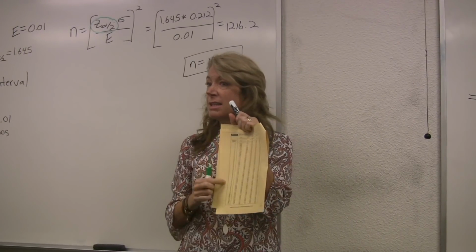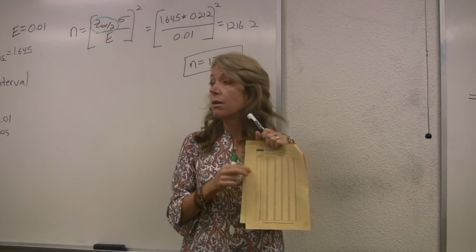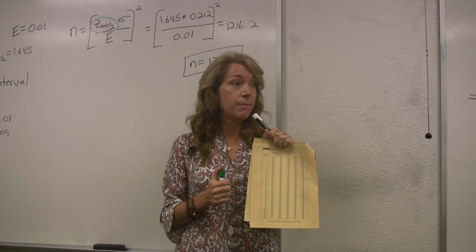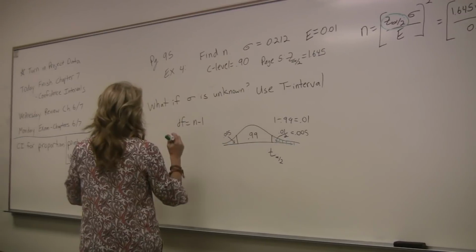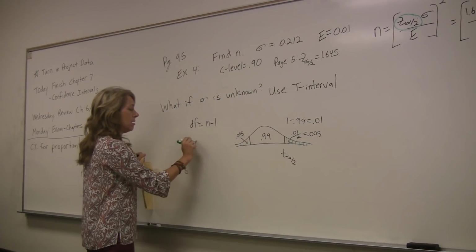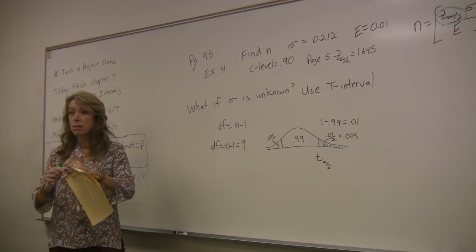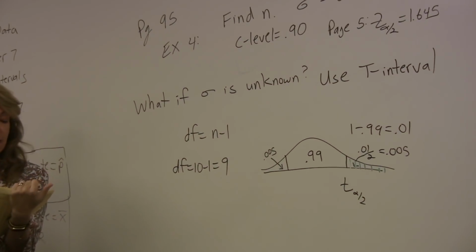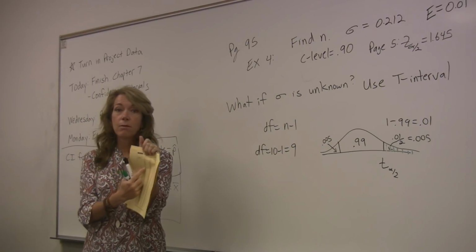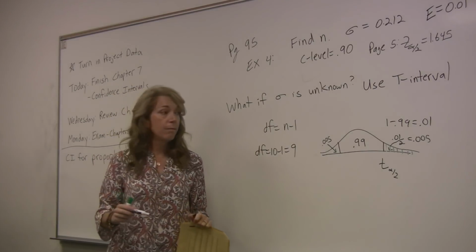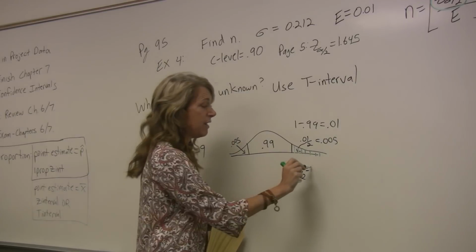Then we need to look down the side for the degrees of freedom, which we label as DF. Degrees of freedom, 10 minus 1 in this case. Because our sample size was 10, my degrees of freedom is 9. So I know I'm in that first column. I go down to degrees of freedom 9. What do you see there? For my critical value, 3.250.